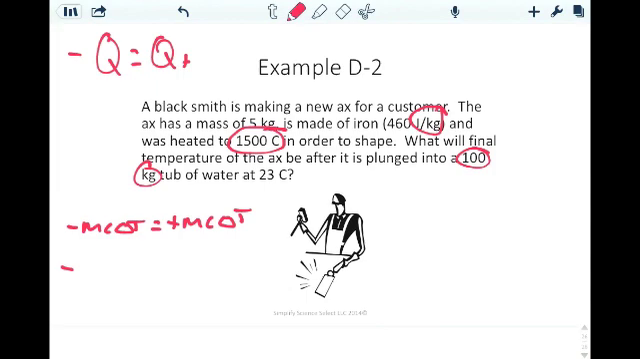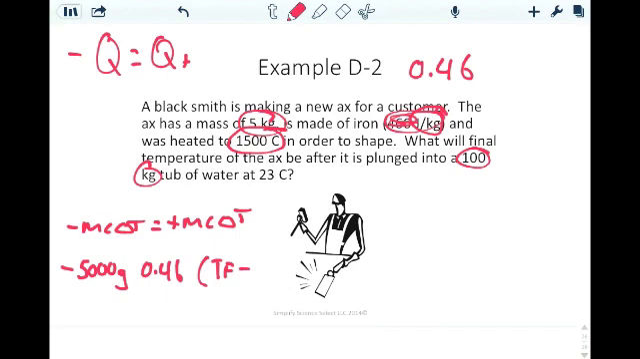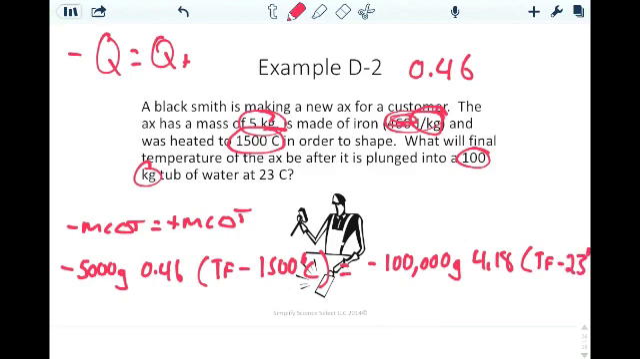Okay, so we take our negative, which our mass is, it says that it's 5 kilograms, so it's 5,000 grams, times the specific heat, which for iron is 0.46, times our temperature final, minus our initial temperature, which of iron is 1500 degrees Celsius, equals our mass of our water, which is 100 kilograms, so that is going to be 100,000 grams, times the specific heat of 4.18, times our temperature final minus 23 degrees Celsius.